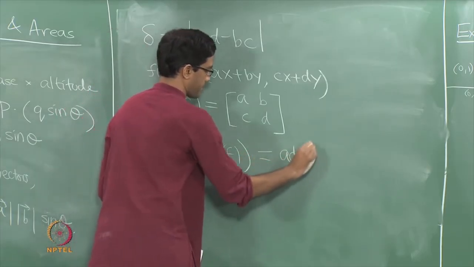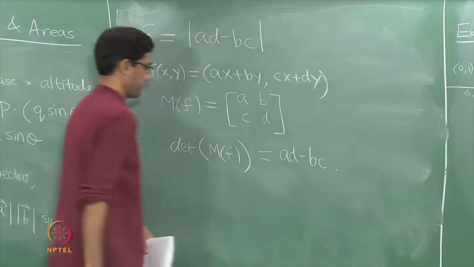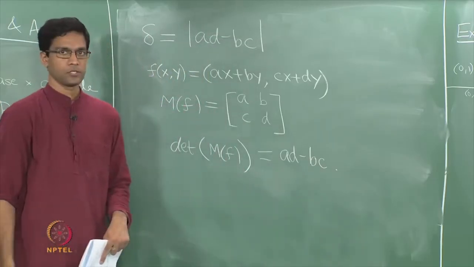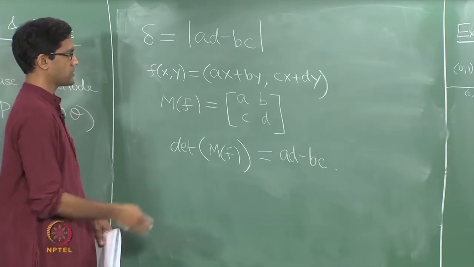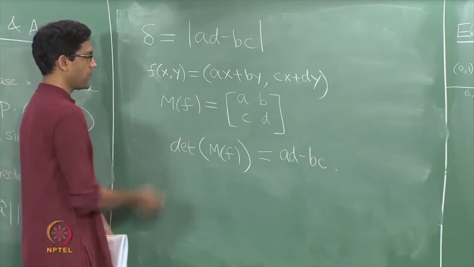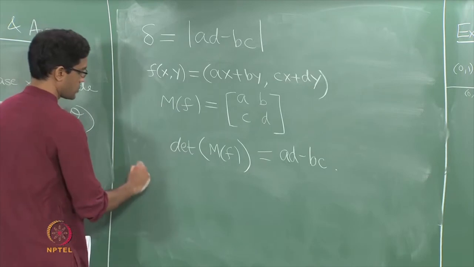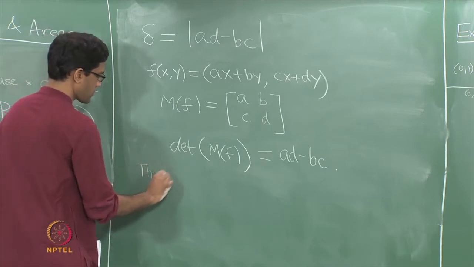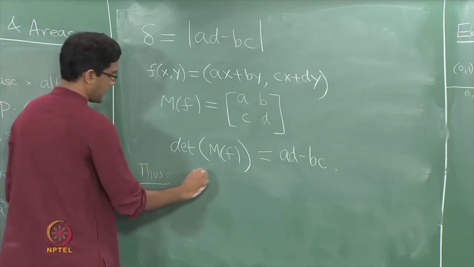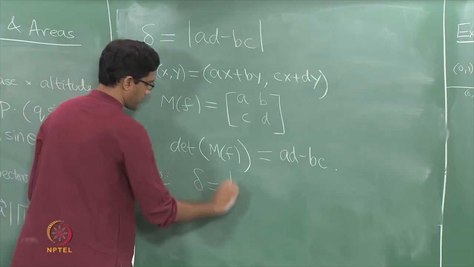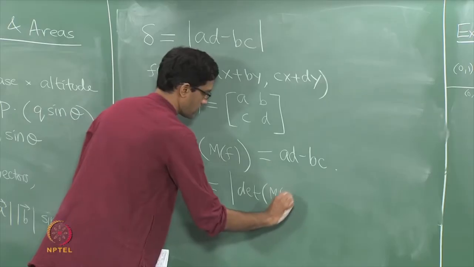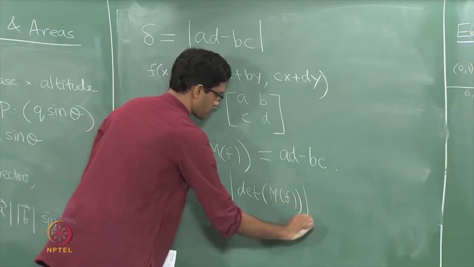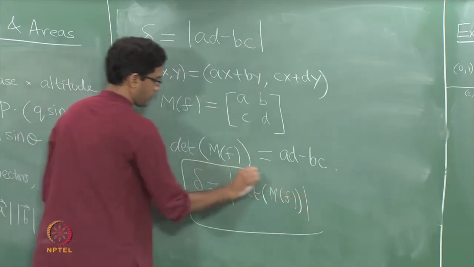Okay, so what this means is that the scaling factor has a natural interpretation in terms of the matrix of the linear transformation. So thus, we conclude that the scaling factor delta is nothing but the absolute value of the determinant of the matrix of the linear transformation. This is the final conclusion.